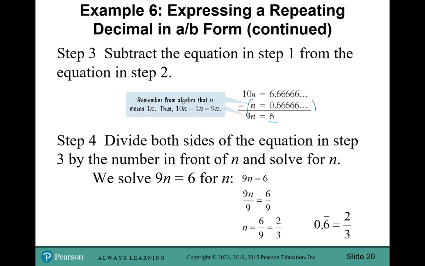Step 4, I divide both sides of the equation in step 3 by the number in front of n and solve for n. So we solve 9n equals 6 for n by dividing by 9, and that gives us our repeating decimal in fraction form. Here I did 9n divided by 9 equals 6 over 9. Therefore, n equals 6 over 9. I still have to put it in lowest terms. 6 over 9 in lowest terms is 2/3 if you divide 6 and 9 both by 3, which is their greatest common divisor or greatest common factor.